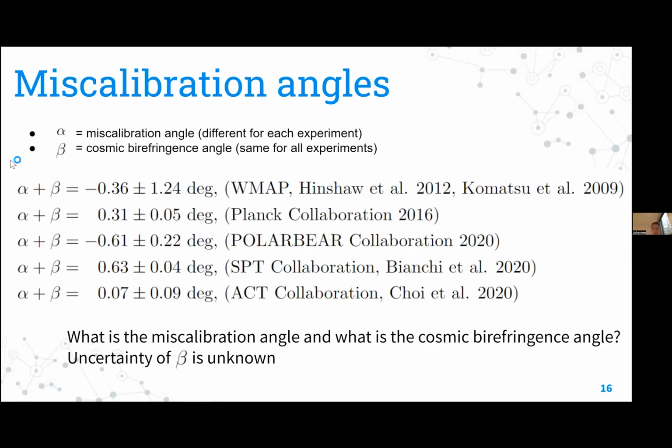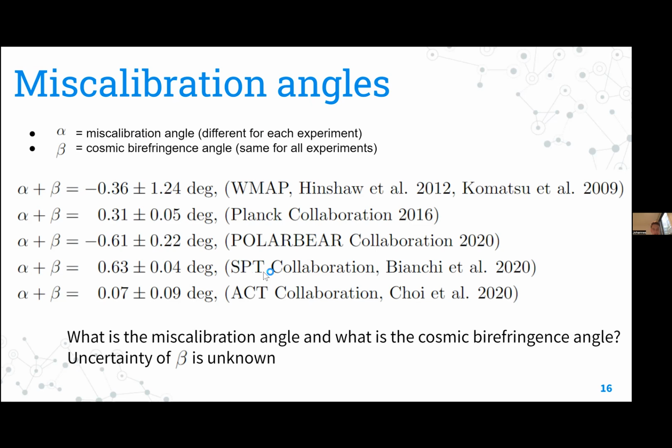So just to mention a bit more about the miscalibration angles. People have looked for cosmic birefringence before, but as I mentioned, the miscalibration angle, which is different for each experiment and each detector, is perfectly degenerate with the cosmic birefringence angle, which is the same for all experiments. Whenever earlier experiments have been trying to measure it, they have always only been able to measure the sum of the two. Pretty much all experiments have done this, and they have measured very different values for this.